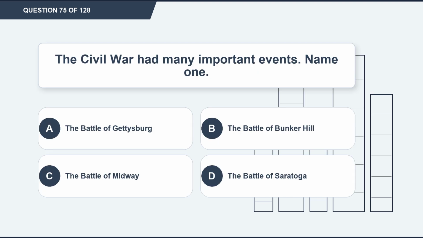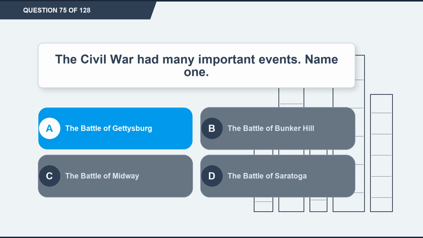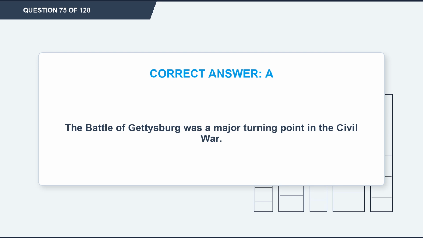Question 75. The Civil War had many important events. Name one. Option A, the Battle of Gettysburg. Option B, the Battle of Bunker Hill. Option C, the Battle of Midway. Option D, the Battle of Saratoga. The correct answer is option A, the Battle of Gettysburg. Explanation. The Battle of Gettysburg was a major turning point in the Civil War.